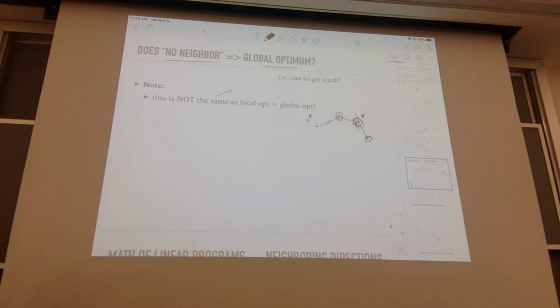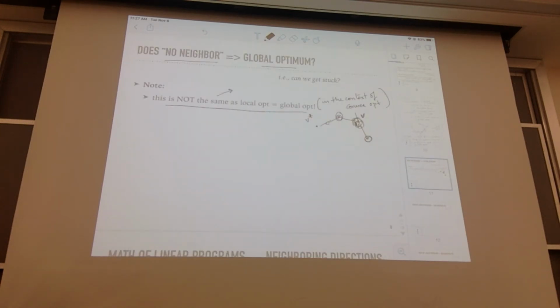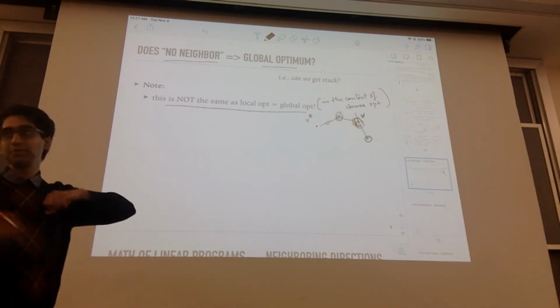So it's not like typical convex optimization local search where you actually check every single point in your neighborhood. This is not the same as local optimum equals global optimum in the context of convex optimization. That's the reason this requires a slightly different proof. It actually requires a proof involving the structure of the linear program itself. But it's nice if you understand this. Maybe I'll pause for a question.